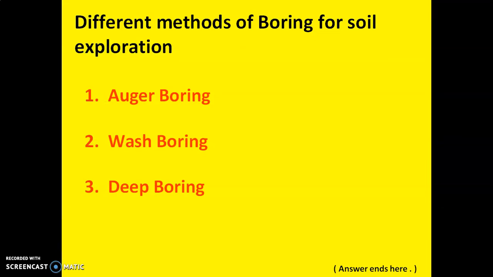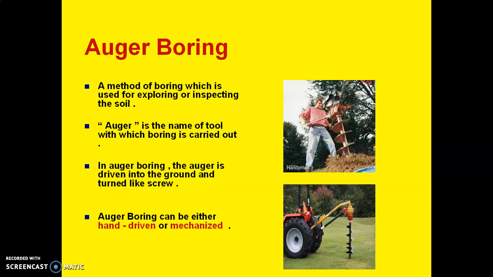Now let's identify what are the different available methods of boring for soil exploration. First, auger boring, wash boring, deep boring. Auger boring is a method of boring which is used for exploring or inspecting the soil. Auger is the name of the tool with which boring is carried out.